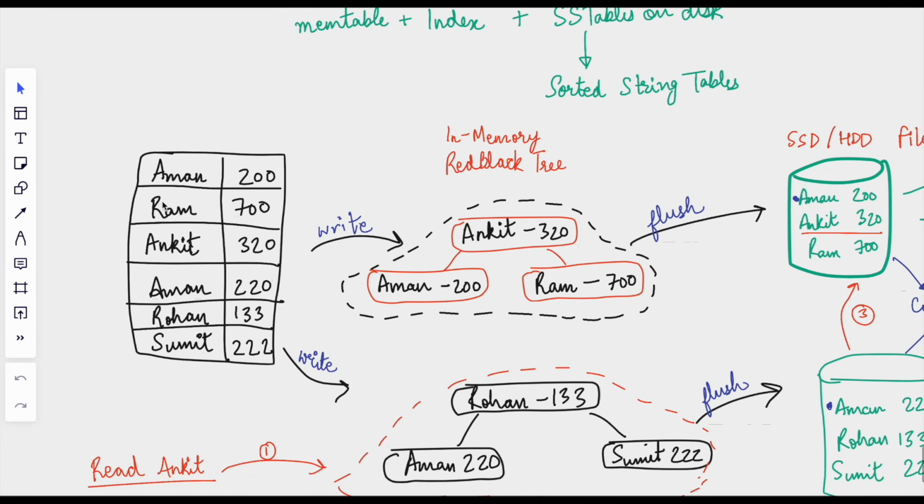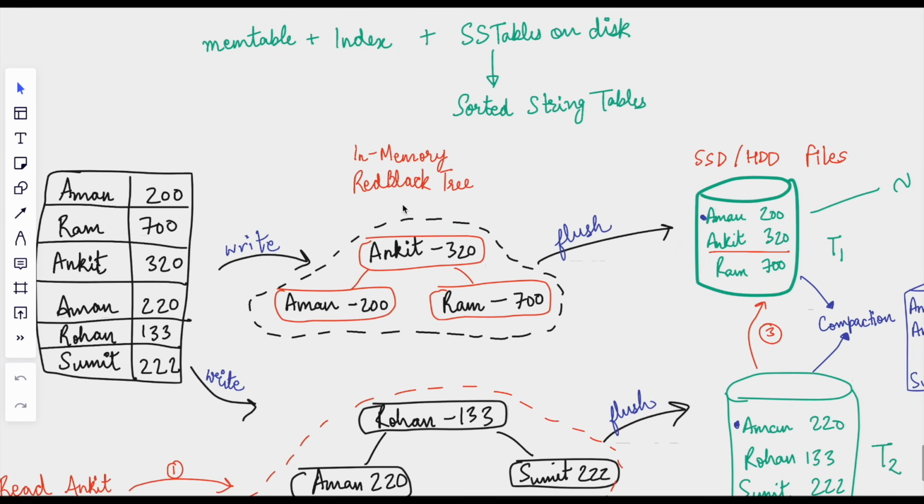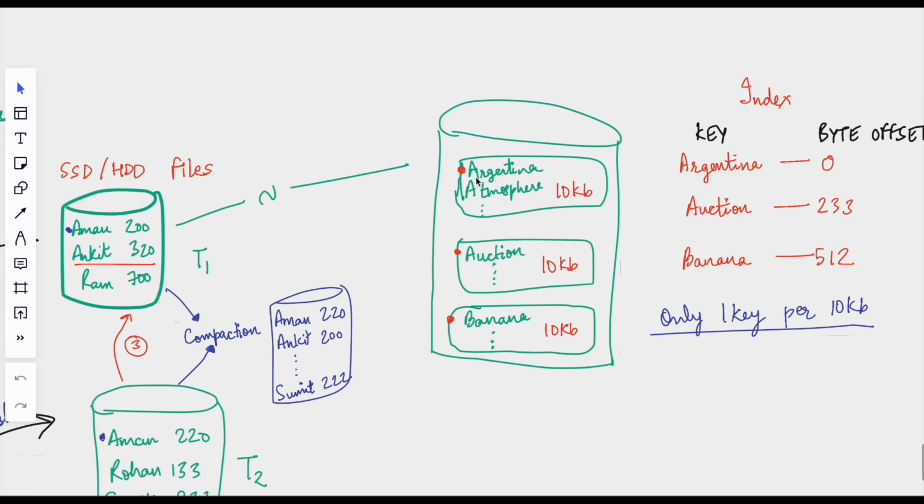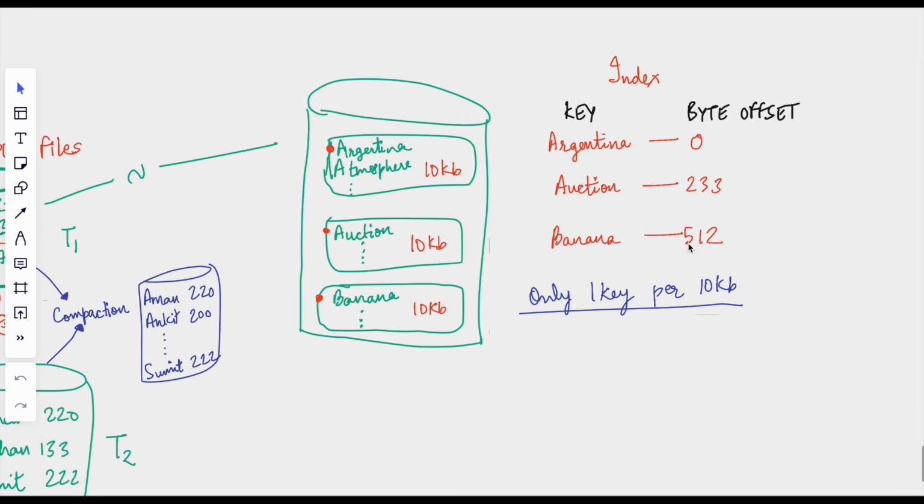So a lot of writes are coming your way. You are maintaining some in-memory BST, which can be a red black tree. And now once it crosses several megabytes, you flush that. It looks something like this. And then you create this in-memory index also, which is now sparse because not all the keys are over here. The keys are over here for each block of 10 kilobytes.